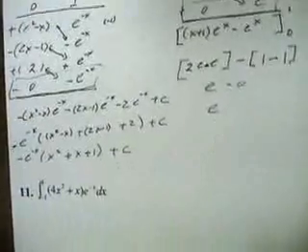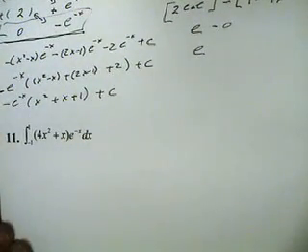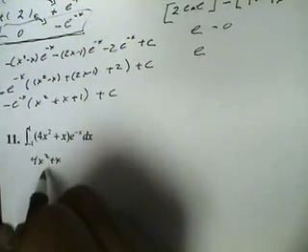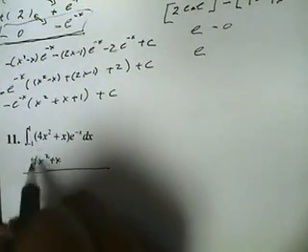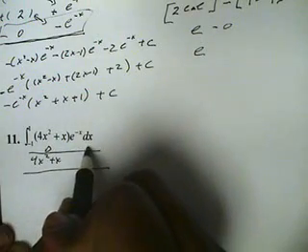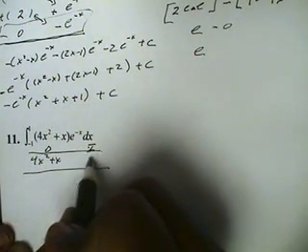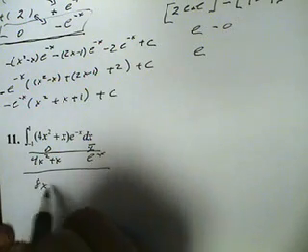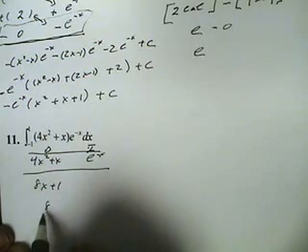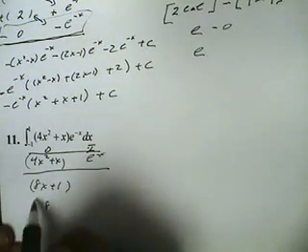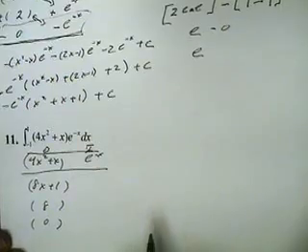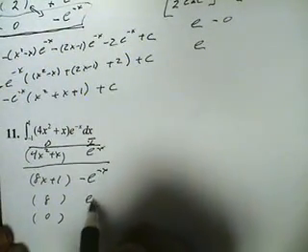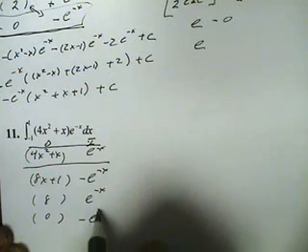Now, number 11. Again, we want to take the derivative of this, 4x squared plus x, and the antiderivative of the e to the negative x. So the derivatives will be 8x plus 1. The next derivative will be 8, and my final derivative will be 0. The antiderivatives of this will be negative e to the negative x, positive e to the negative x, and negative e to the negative x.